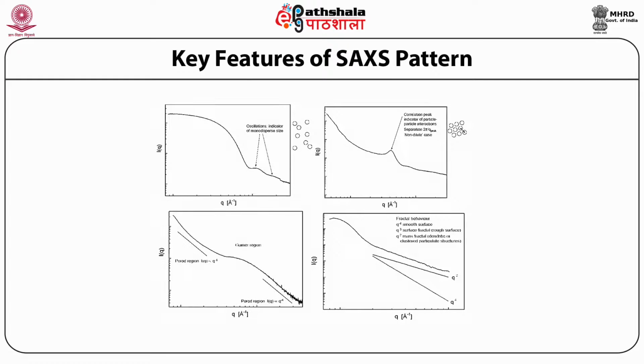This shows the different plots and the different shapes of the curves, like the oscillations in the pattern or the correlation peaks in the pattern, which give each and every piece of information. The oscillation, as we saw, indicates the monodispersed size of the particles. Correlation peak is an indicator of particle-particle interactions, and the fractal behavior can be obtained for different surfaces: Q^-4 for smooth surface, Q^-3 for rough surface, and Q^-2 for clustered particulate structures.